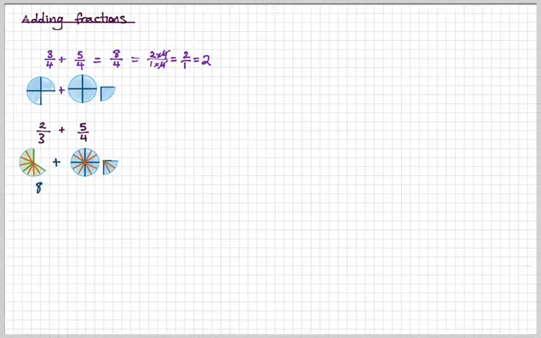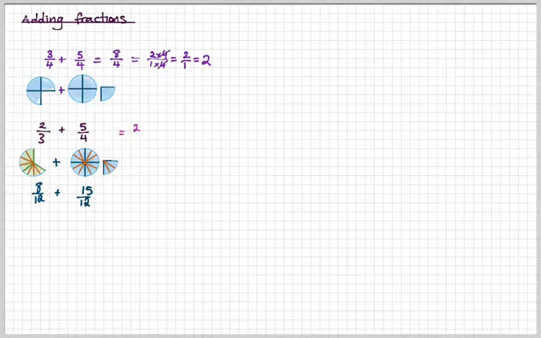So here, this green section, if you count the number of 1/12s we've got, you can see we've got 8 1/12s. Over here, how many 1/12s have we got? Well, the whole circle is 12, plus 3 more, so it's 15 1/12s. How would I do that without drawing a diagram?